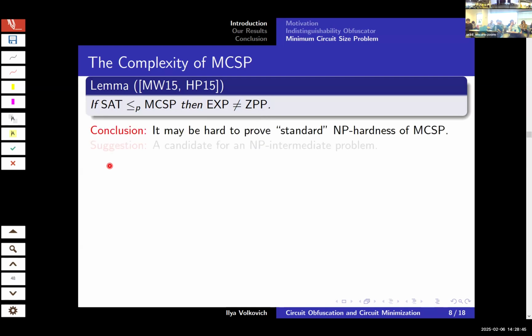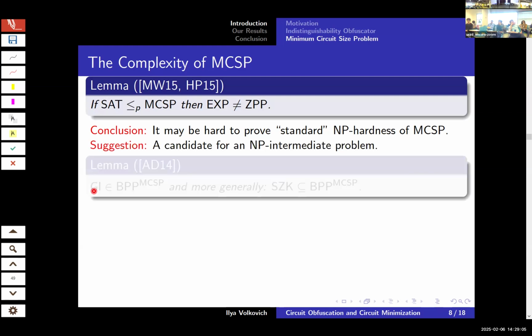So what's the conclusion here? We do actually believe that EXP should be different from ZPP, but this has been standing out there as a long-standing open problem. It means that even if it is true, we have to come up with a completely new set of techniques to address that. So given this hanging status, it was suggested that perhaps we should label it as NP-intermediate. And indeed, there were connections between this and other NP-intermediate problems.